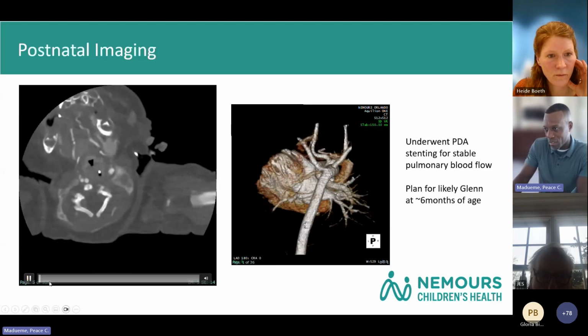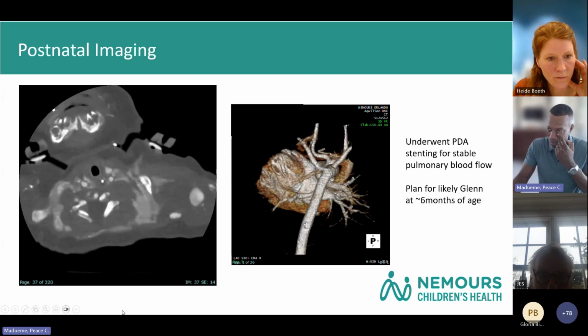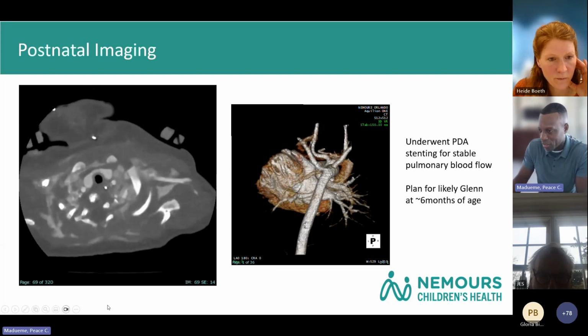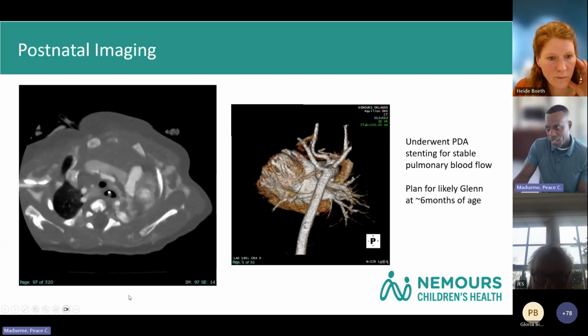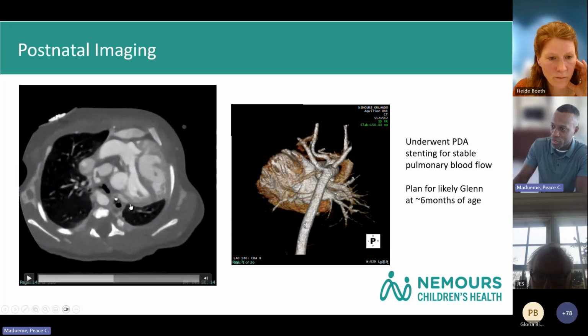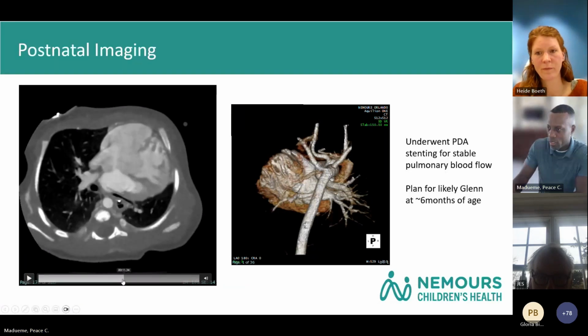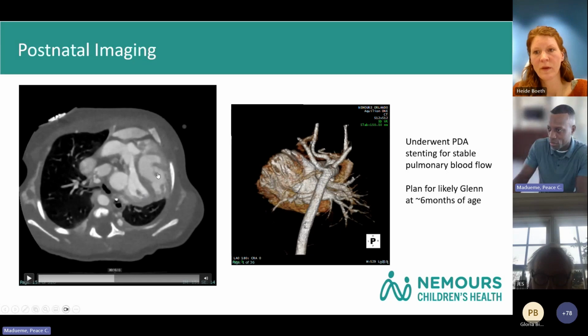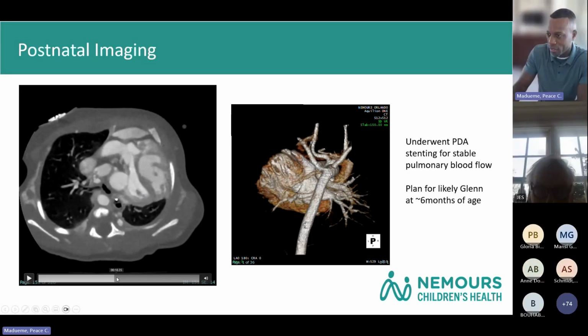Postnatal imaging, here's the CT on the left. I'll let this play through real quick and then I'll slow it down. CT on the left here, and here again you see this unusual orientation of the heart pointing towards the spine. So your left ventricle is here, your right ventricle is here. Apex of the heart is right there.